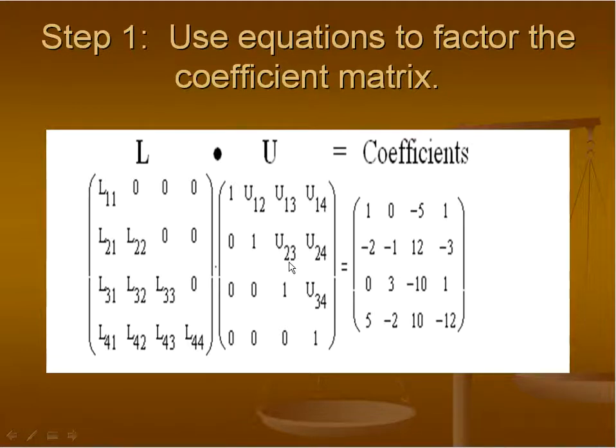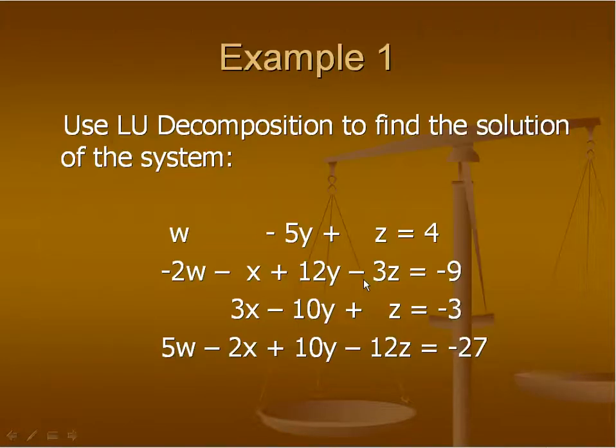So this element right here is in matrix U, and it's in row 2, column 3, etc. Now, as far as these numbers, where did we get those? Go back to the system, and if you look at the first equation, the coefficients are 1 and 0, negative 5, 1.